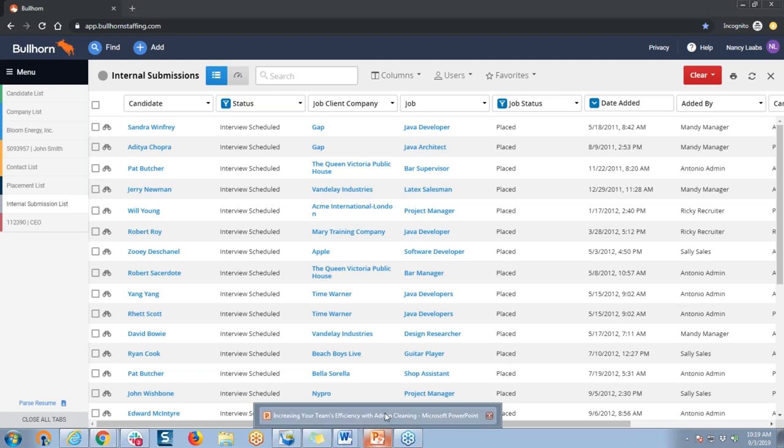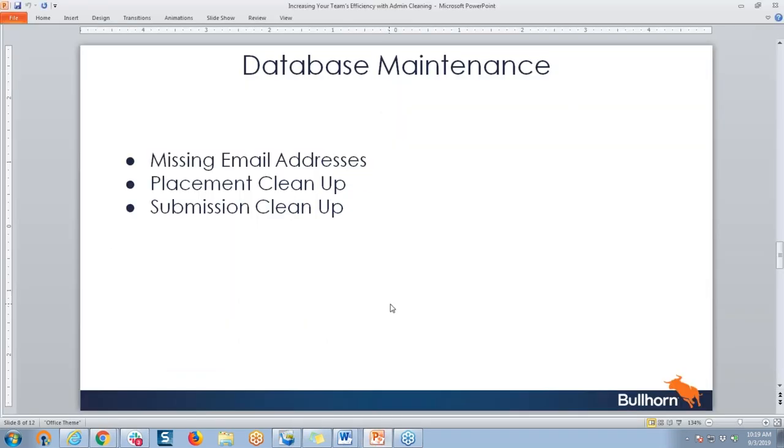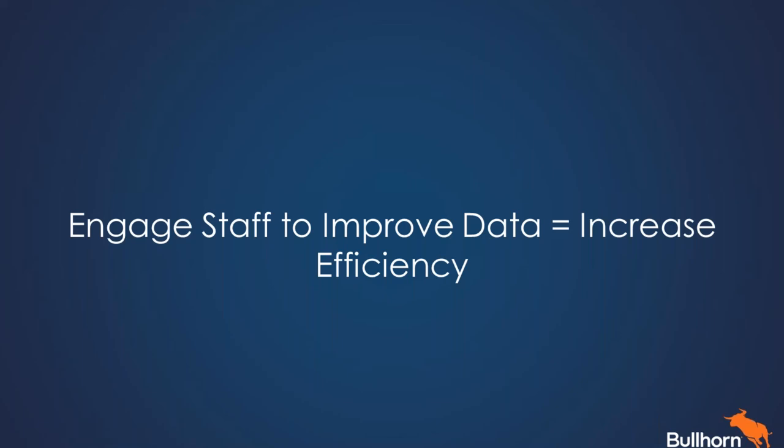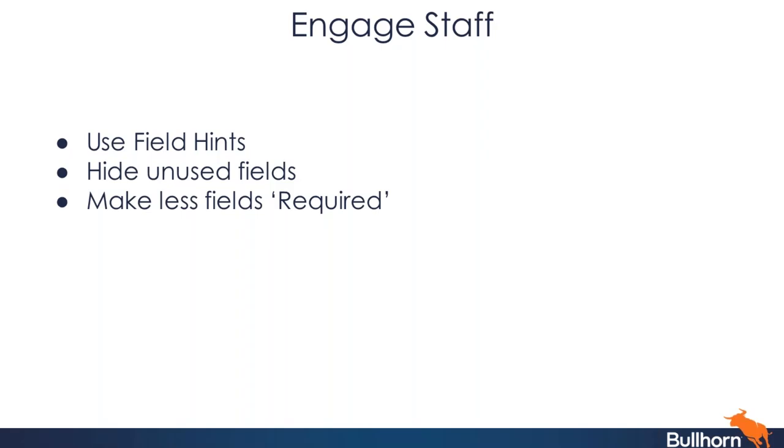All right, now going back to my PowerPoints here, I'd like to just cover some tips for engaging your staff to help them improve their data, and then overall that will help increase their efficiency. So a couple of things that you might want to consider is maybe using field hints on some of your fields on some of your records in Bullhorn. Also, hiding any unused fields and even making less fields required.